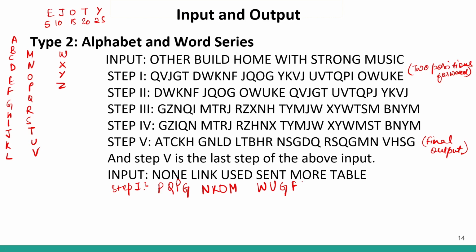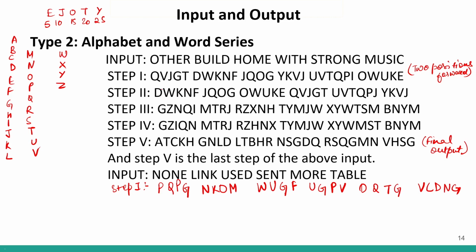Then sent. In sent we will get U. E will become G. N will become P. And T will become V. Correct? Then more. So M will become O. O will become Q. R will become T and E will become G again. Then T will become V. A will become C. B will become D. L will become N and E will change to G. So we will get this. We are moving 2 positions forward.